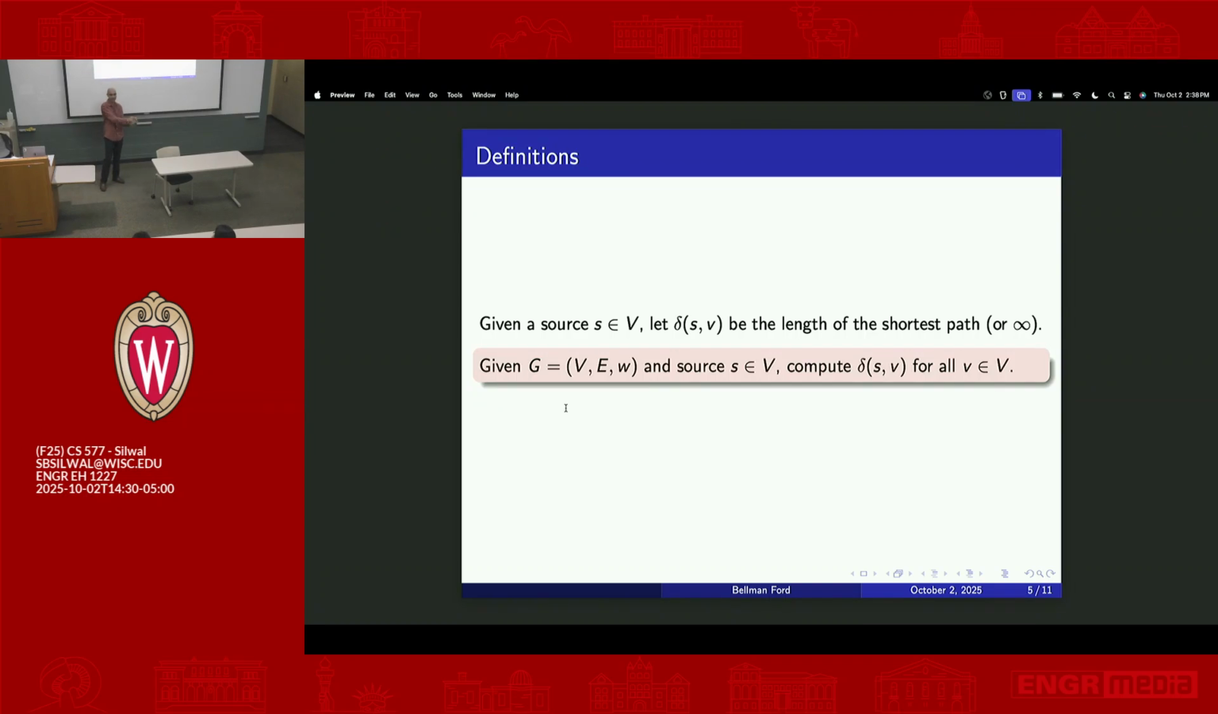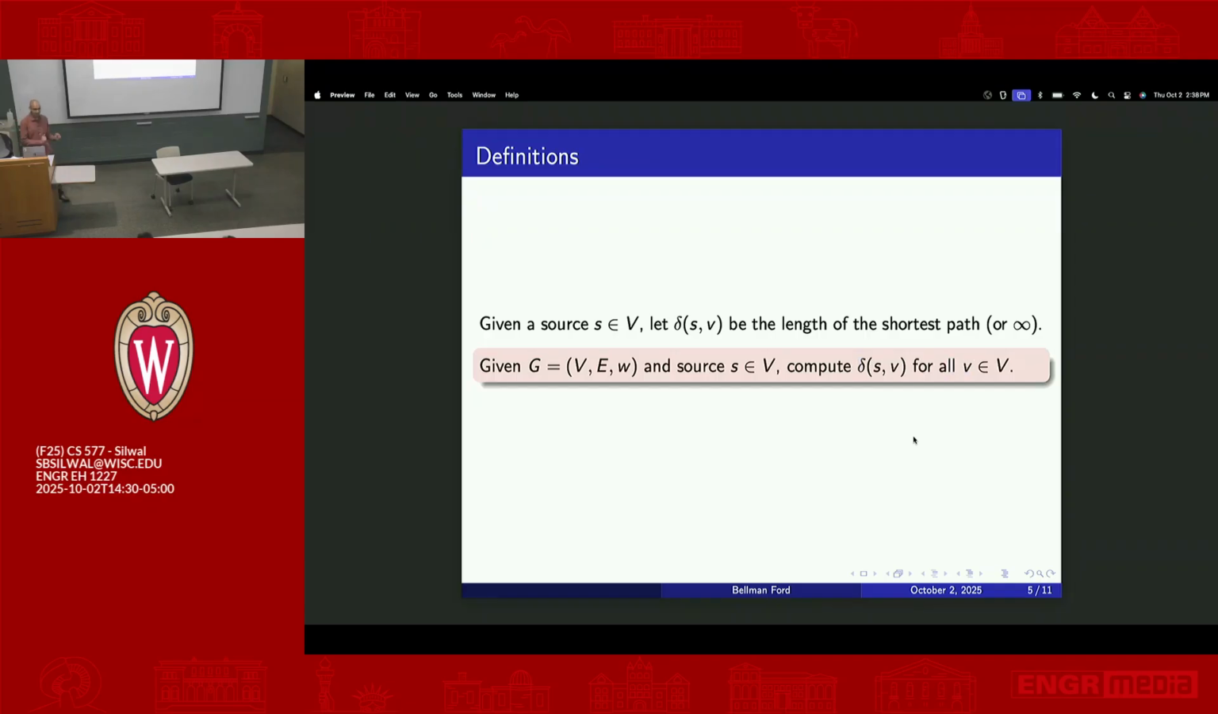So I give you one source node, okay? That's part of the input of the problem. I have one source node that I care about. And then I want to compute delta s comma v for all the other vertices v, okay? So I'm just going to define that to be the shortest path distance. I'm just going to have some name for it, some notation. And the goal is to compute these shortest path distances for all the other vertices, okay?